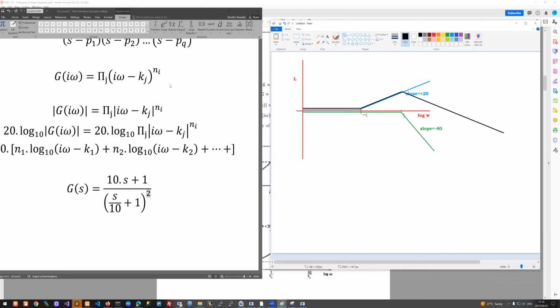Right? Because of everything we've said here, we can just view the numerator and denominator. We can see we just need to multiply the n value by 20. And then if it's in the numerator, it's a plus 20. If it's in the denominator, it's a minus 20. In this case, it was minus 2 times 20, so minus 40.